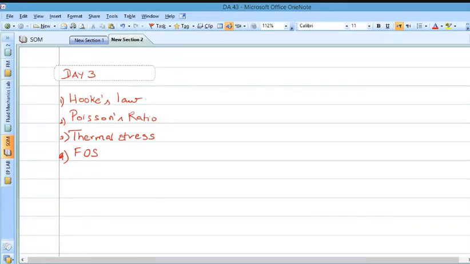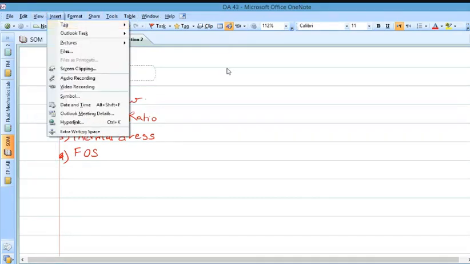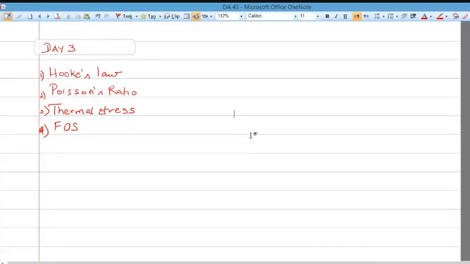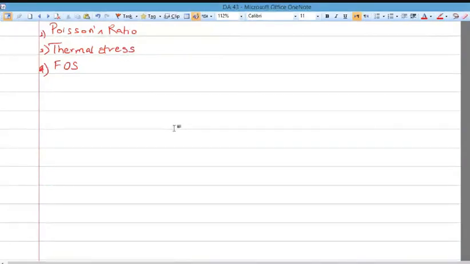In this lecture, we will be studying what is Hooke's law, the Poisson's ratio, thermal stress, and factor of safety. The first topic, Hooke's law.